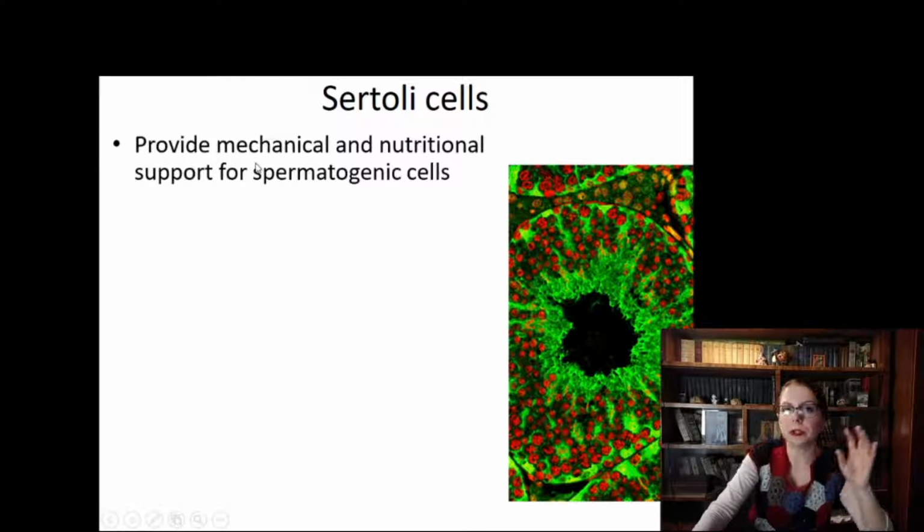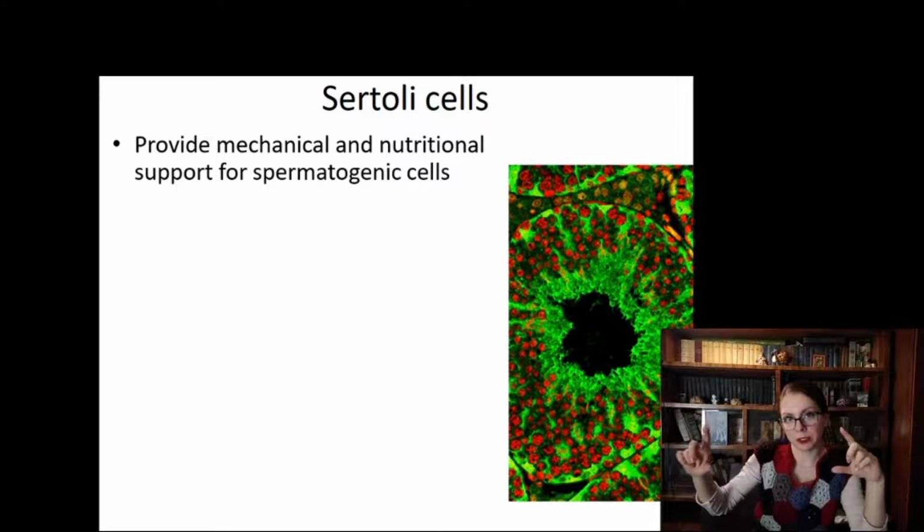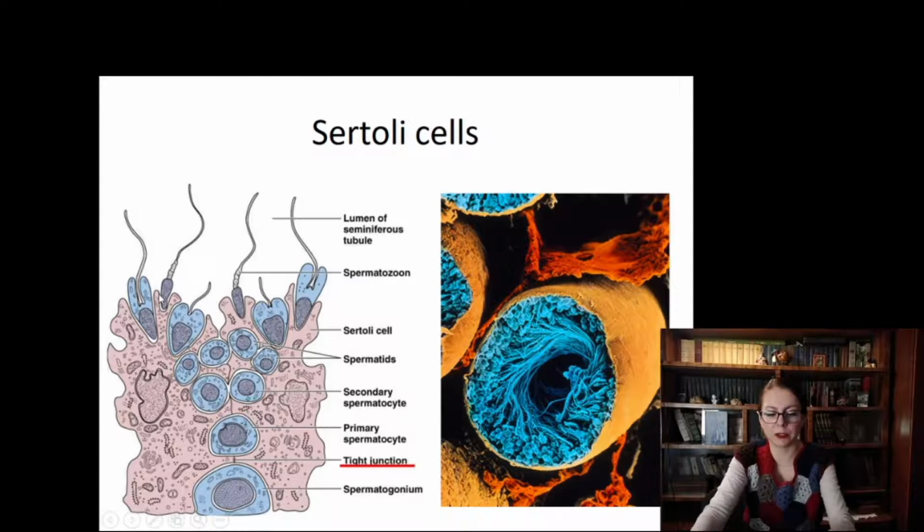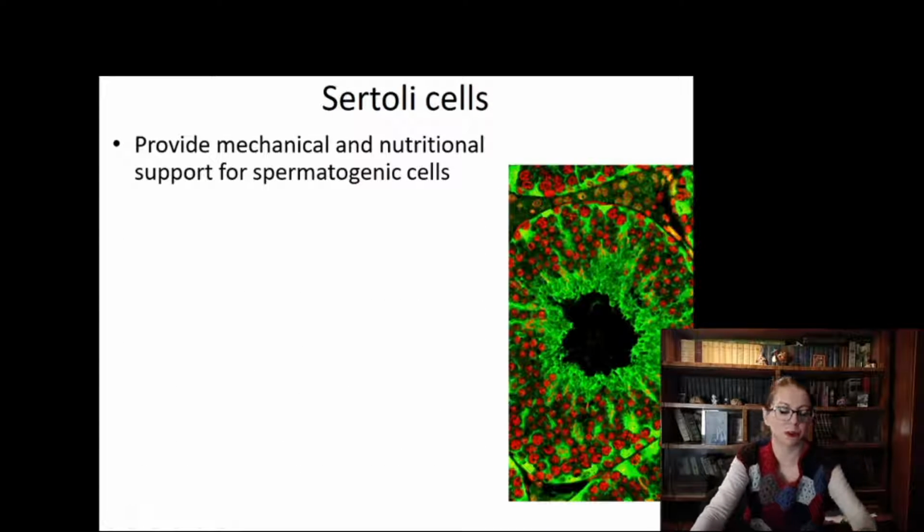First, of course, they provide mechanical and nutritional support because the seminiferous epithelium is devoid of blood vessels. So if we return here, we will see that spermatozoa are far from the source of nutrients. So nutrient transport takes place through the cytoplasm of Sertoli cells. So mechanical and nutritional support.